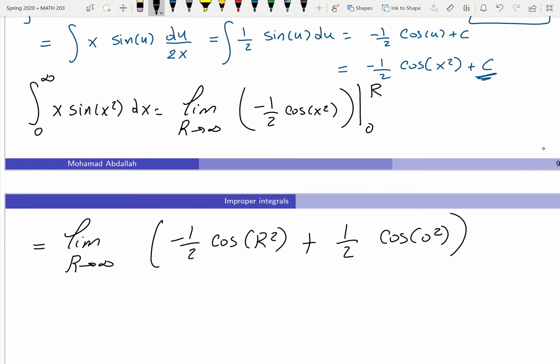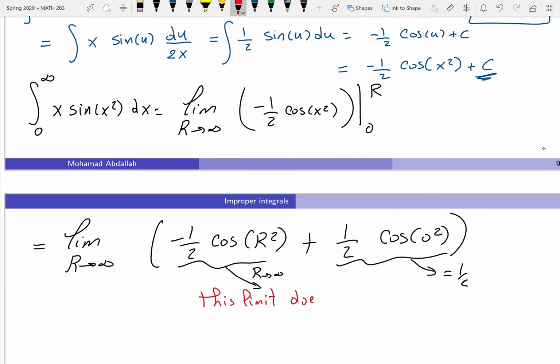Okay, now this is fine. That's a constant. This is actually just equal to 1/2. But the problem is with the first part: when r approaches infinity, this limit does not exist. The reason this limit does not exist is because the cosine function keeps oscillating between negative 1 and 1. And so it will keep doing this. It will always have this behavior near infinity as well.